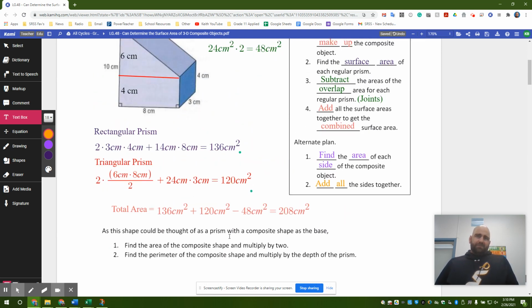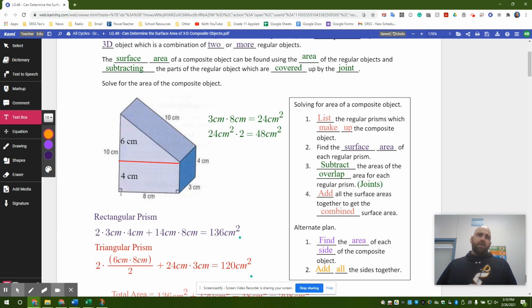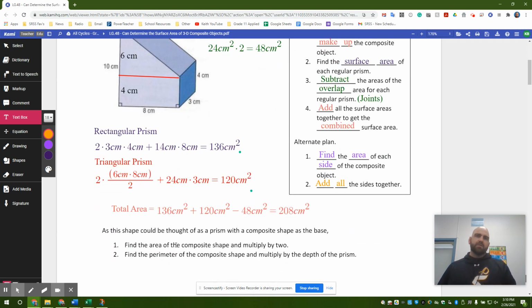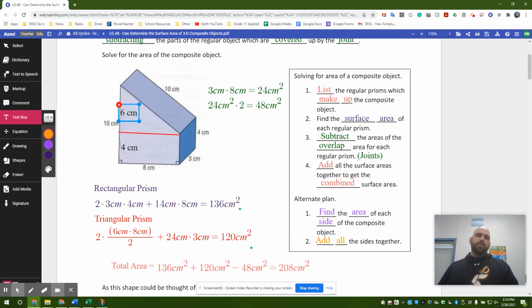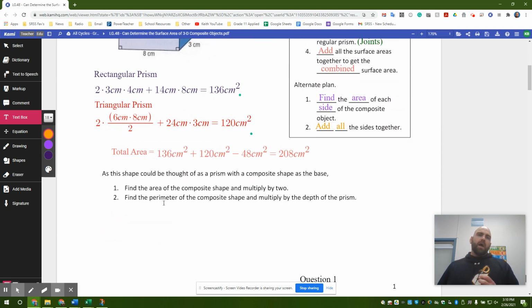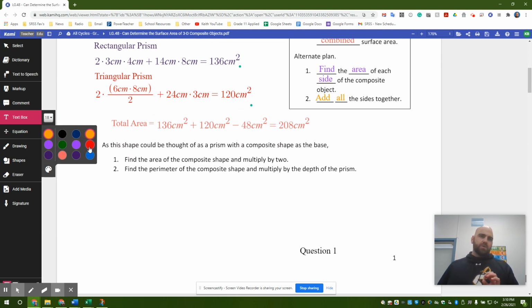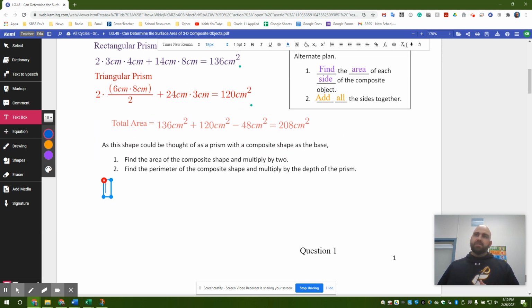The other thing that we can think of is that this kind of looks like a prism with a composite object front. So we could use the same formula that we used for a regular prism: find the area of this composite area, the triangle and the rectangle, join them together, and this is what I'm saying here on the bottom. Then we could take the perimeter of the outside and multiply by 3. I'm going to put this out, and it's going to look a little bit odd, or maybe I should say big.